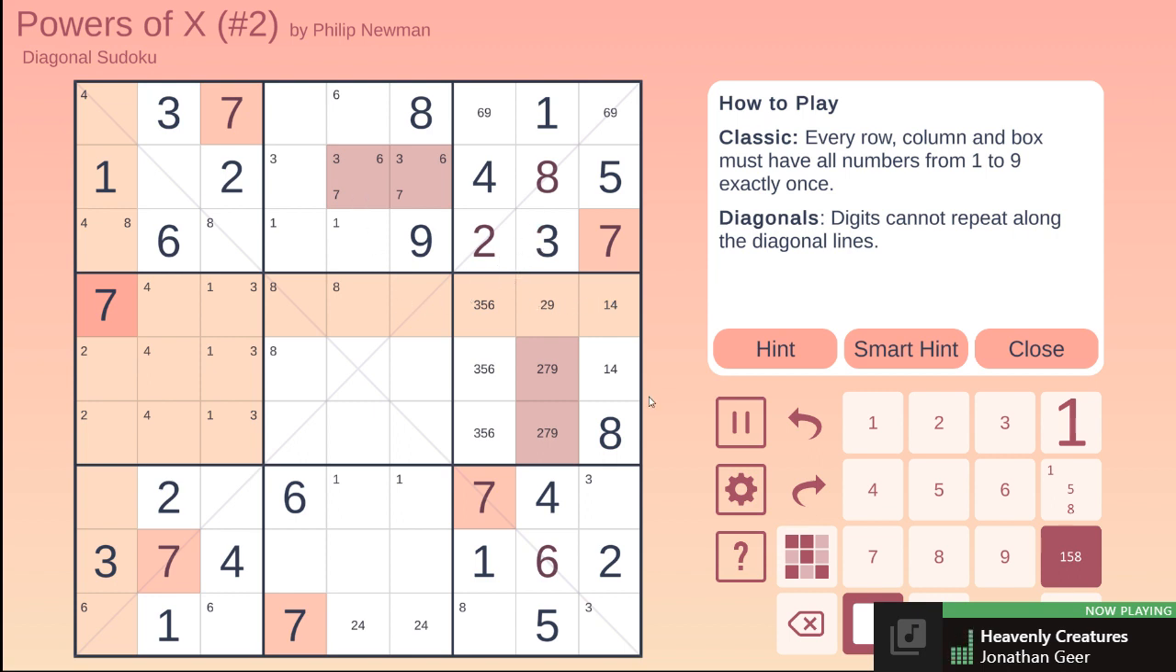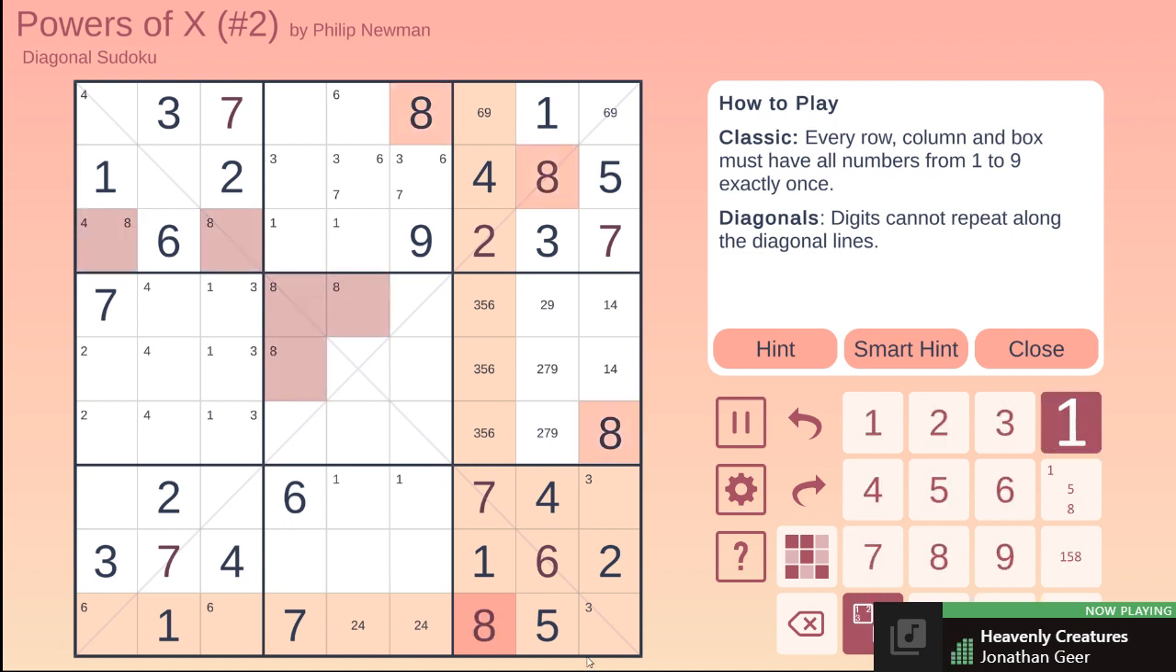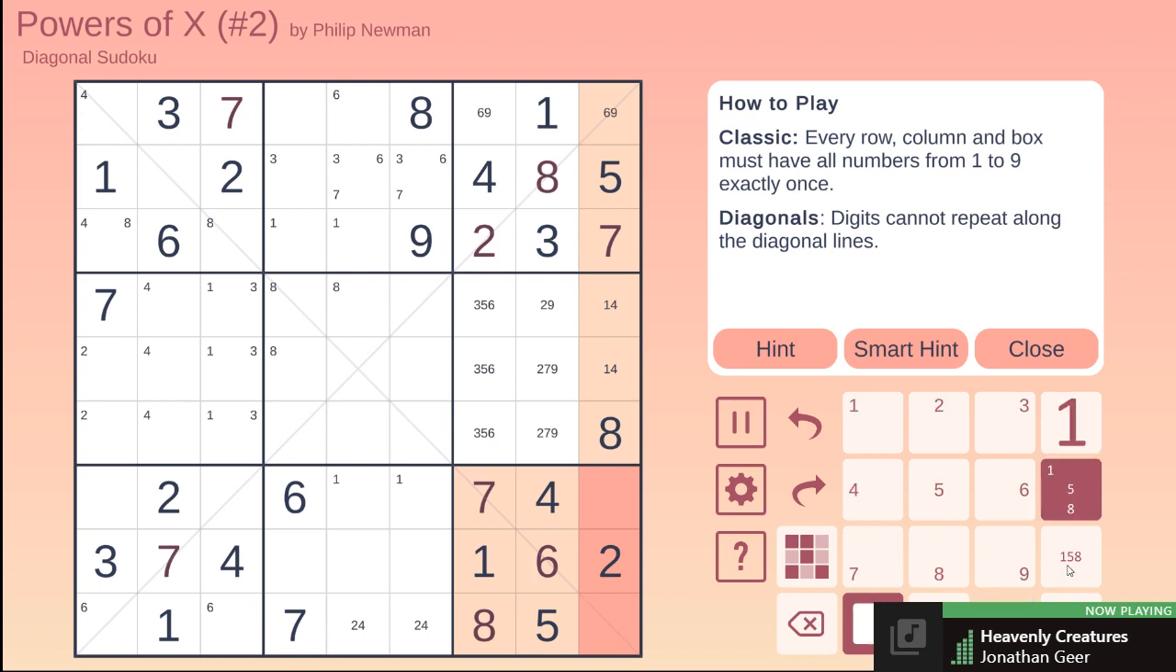Now... What is missing in this box? 1, 2, 3, 4, 5, 6, 7. It's 8 and 9 that are missing. So this is definitely an 8. Which means this is a 3-9 pair.